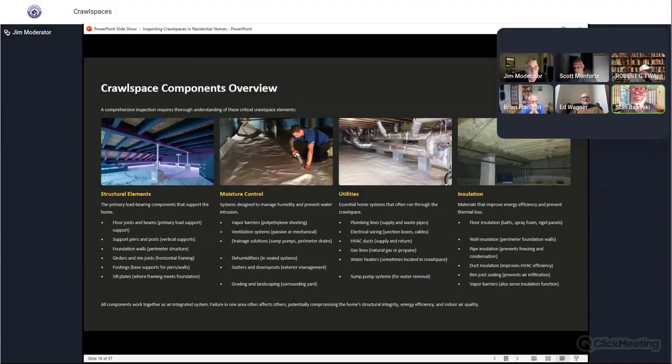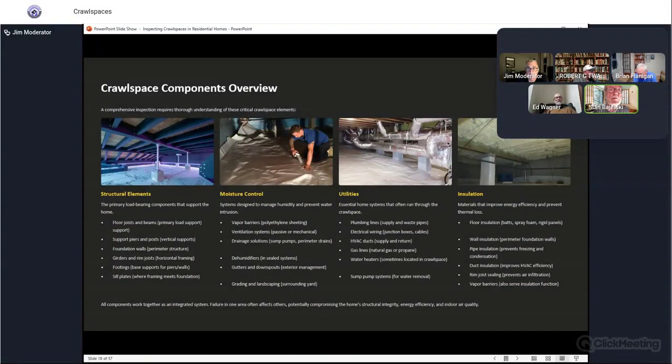Just like a home, just like a basement. Moisture control systems designed to maintain and manage humidity and prevent water intrusion. So again, vapor barriers, ventilation systems, drainage solutions, which could be sump pumps, perimeter drains, dehumidifiers in sealed systems, gutters and downspouts, right? Exterior water management, runoff management, and grading and landscape. Always, no matter what kind of house you're doing, those things got to be really looked at.